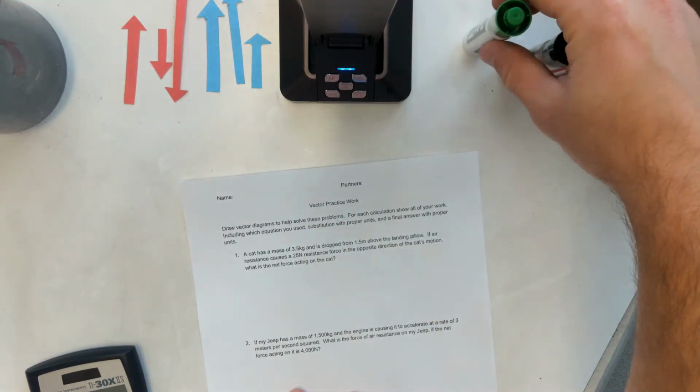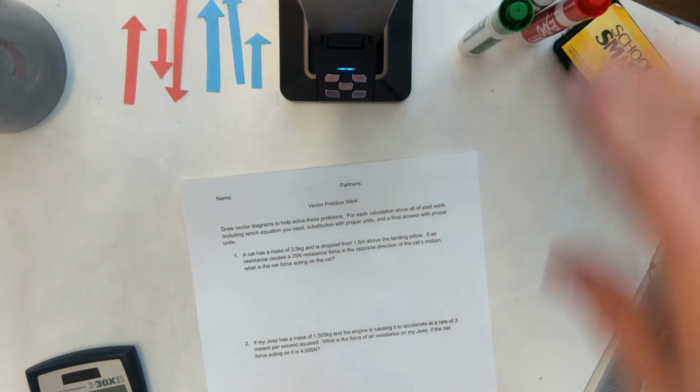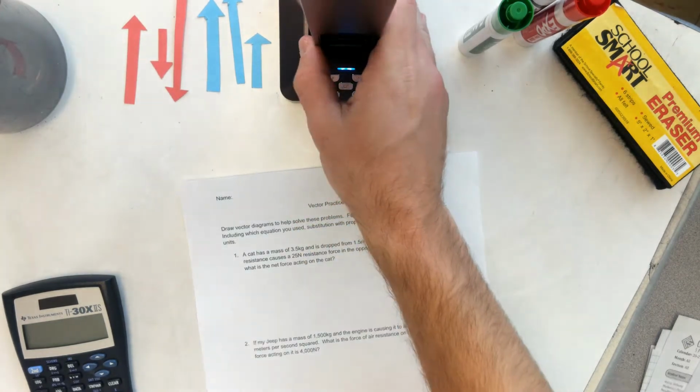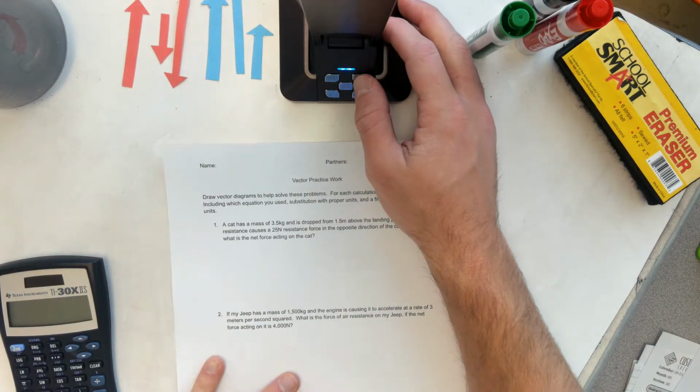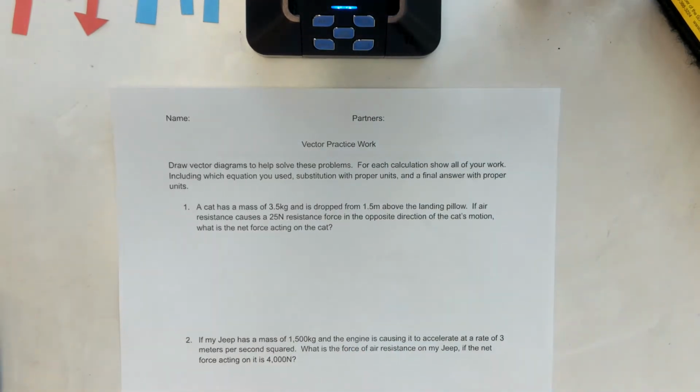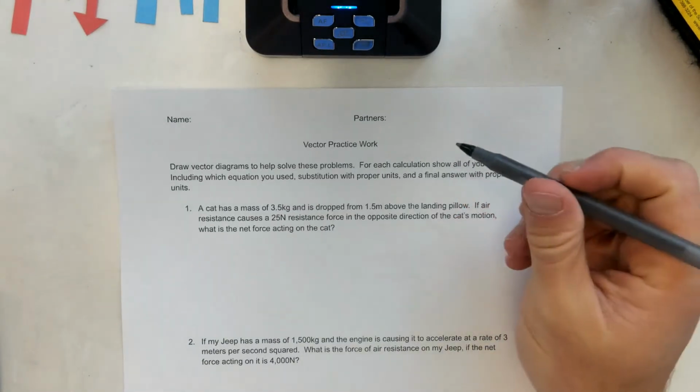I'm going to do a quick homework review. This homework was due today. Hopefully the audio is coming in clear. That was all messed up last time, but there's no way to check it, so we're going for it. I printed this out. Here we go, vector practice work.